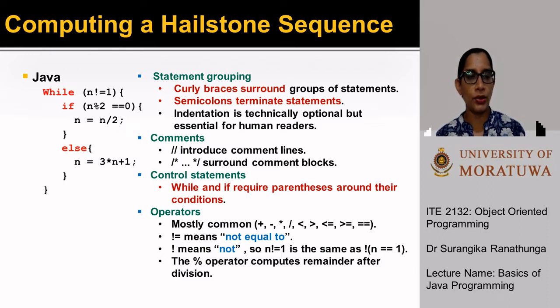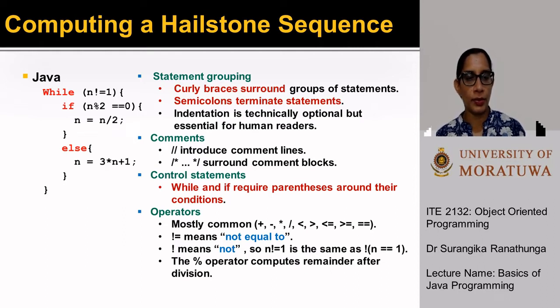So here you see two control statements, while and if. For the while and if, we had to give some conditions. These conditions are given within the parentheses. So here for while we say n not equal to 1. And for if, we are checking the remaining value of the division by 2.